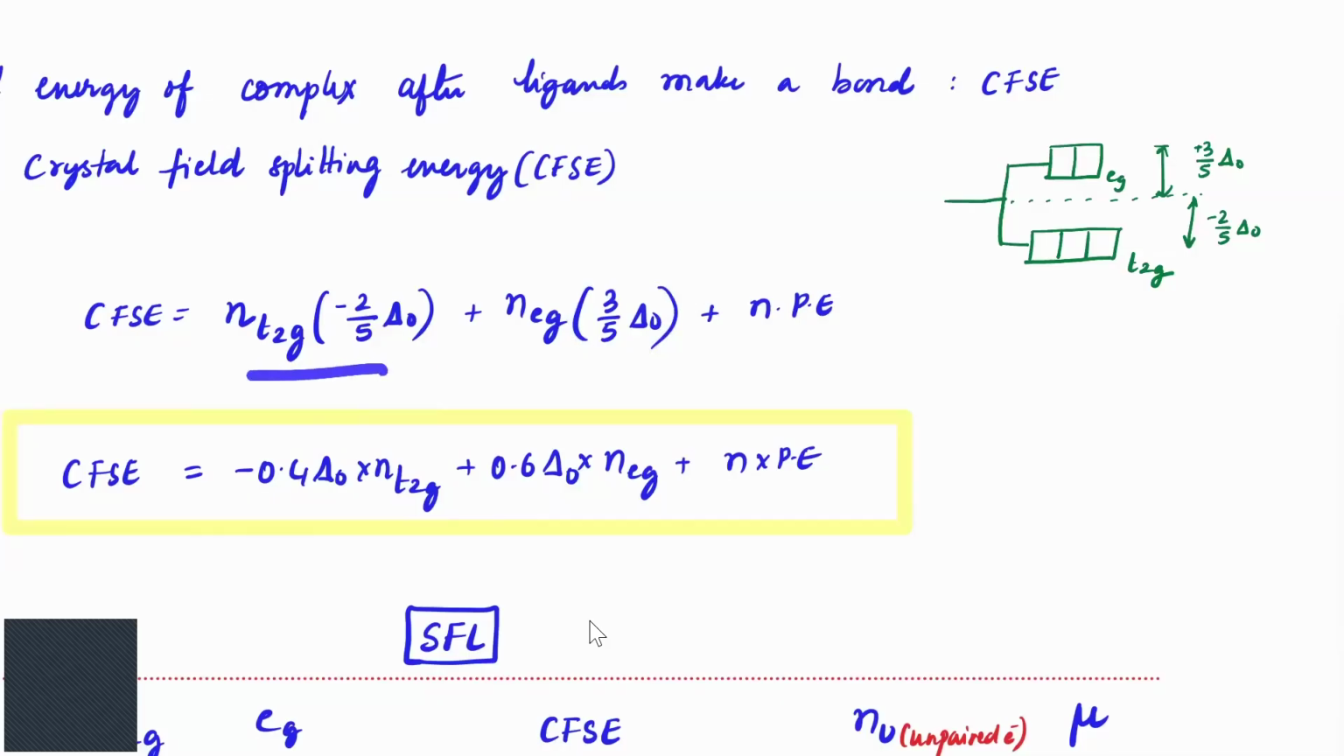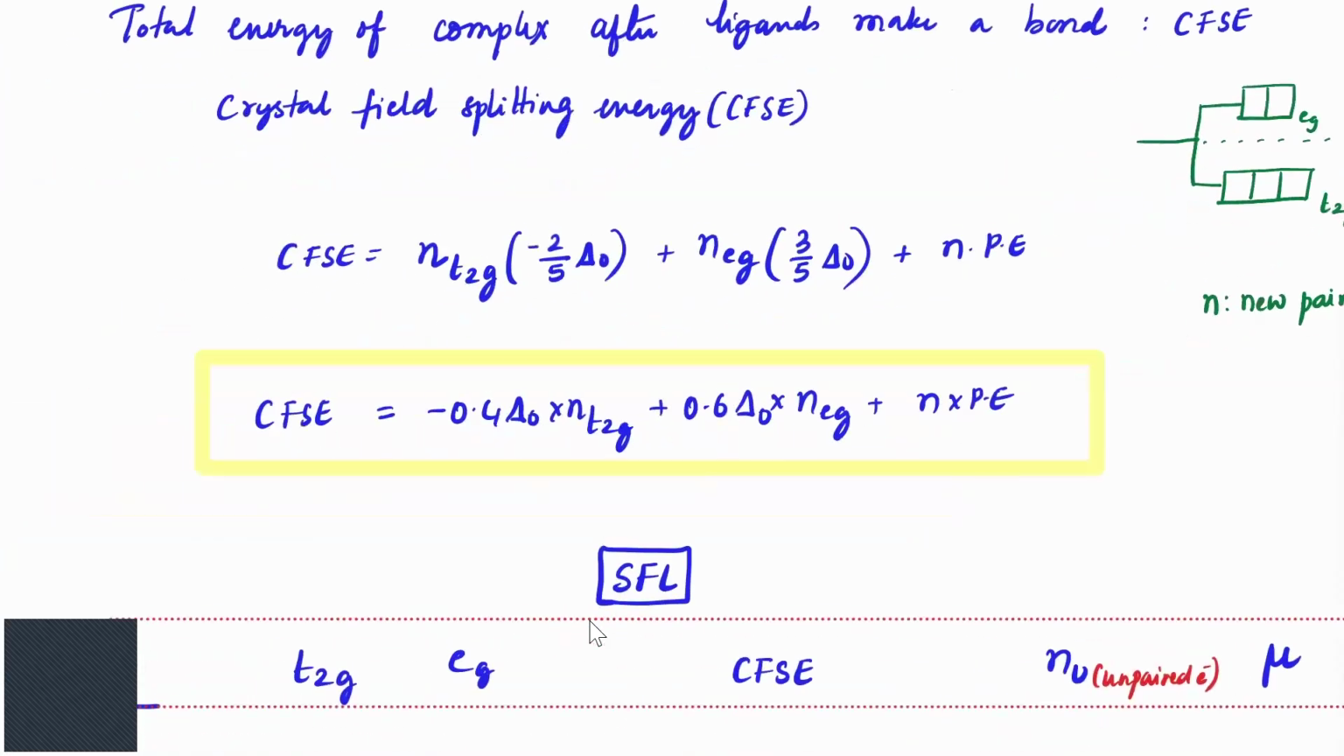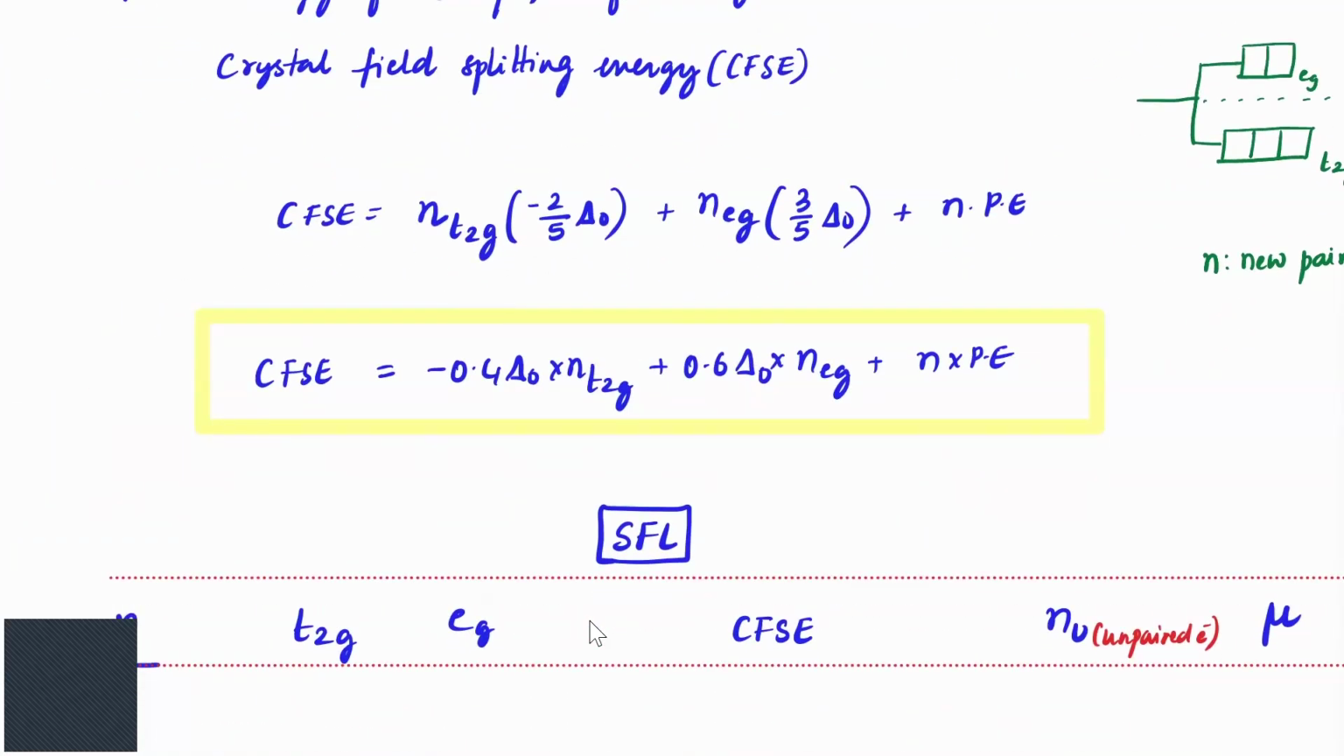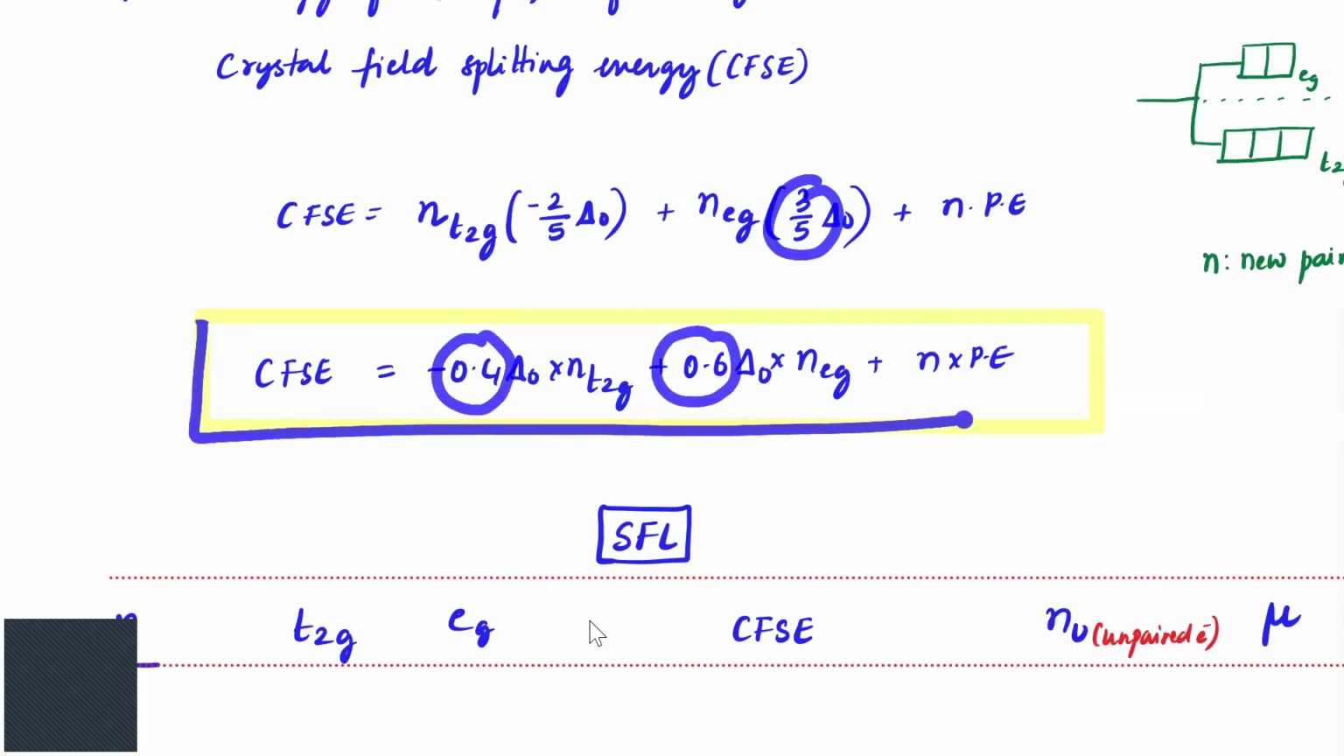Okay. So multiplication of these two, plus how much pairing has been done. Is there any pairing that has been done? That will be the number of new pairs. Here n represents new pairs. How many new pairs are there, multiplied by pairing energy. So this represents the CFSE value. Generally, CFSE value is always negative, and the higher the negative value, the more stable the complex is. So that's how we will always judge the stability on the basis of CFSE value. So 2 by 5 is 0.4, 3 by 5 is 0.6. So this turns out to be the formula.